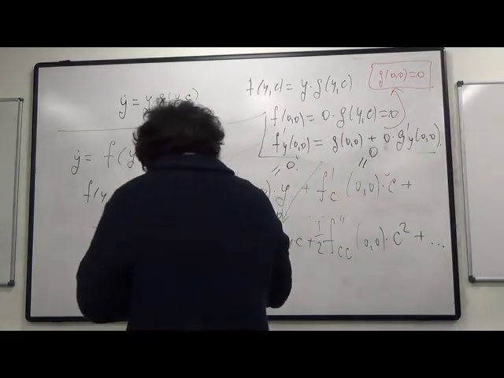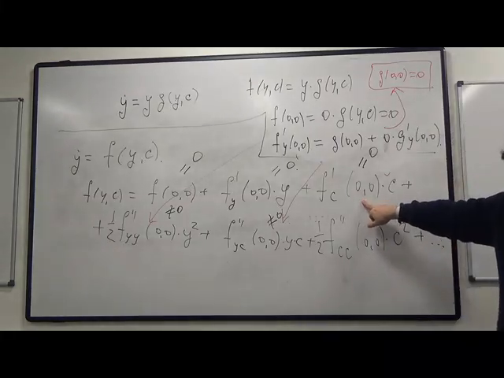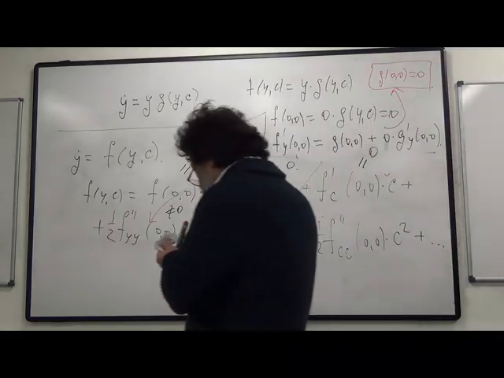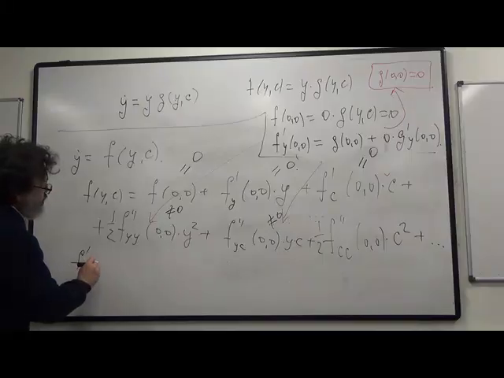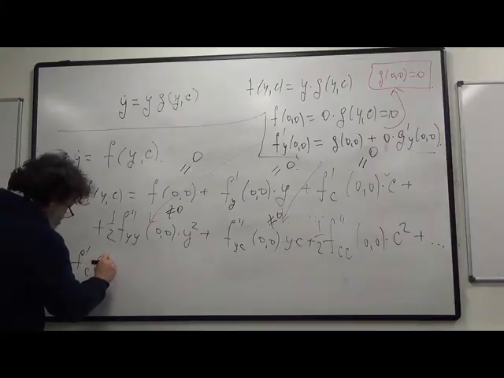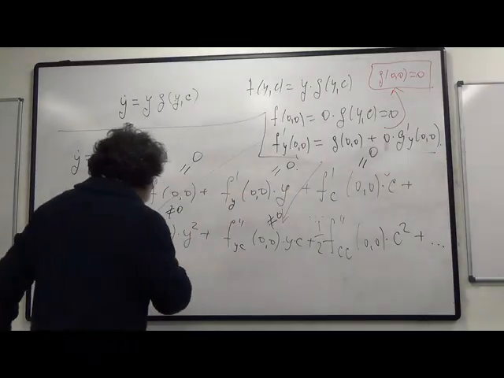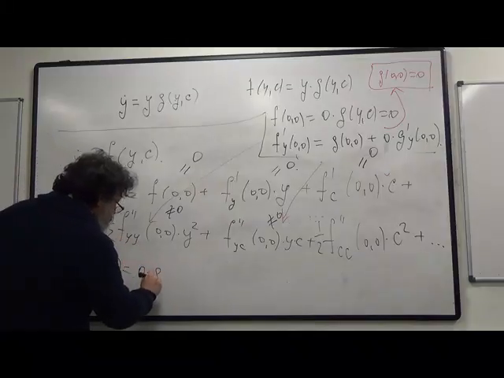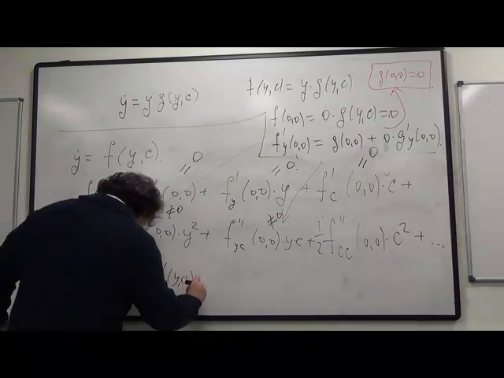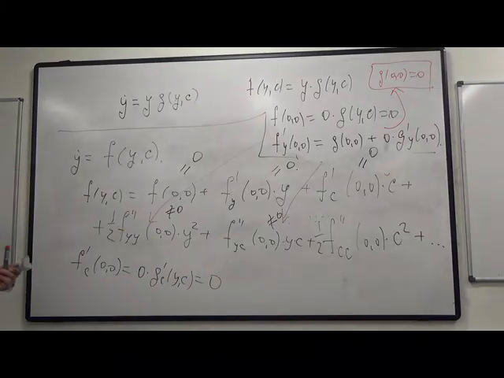Now, this should be 0. Correct? We decided it. So let's find out what this is. The derivative of f over c at 0, 0 will be equal to the derivative of this over c, which is y times the derivative of g over c at y, c. But y is 0 at 0, so this will be equal to 0. No extra condition.